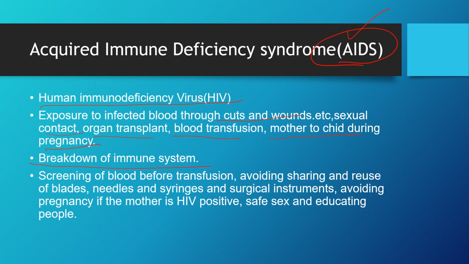Now a person is susceptible to all types of infections, because the virus is disturbing the immune system. So how is it prevented? Screening should be done before blood transfusion, and we should avoid sharing and reusing blades, needles, syringes, and surgical instruments. Pregnancy should be avoided if the mother is HIV positive, and people should have safe sex and be educated about this disease. These are all required very much.